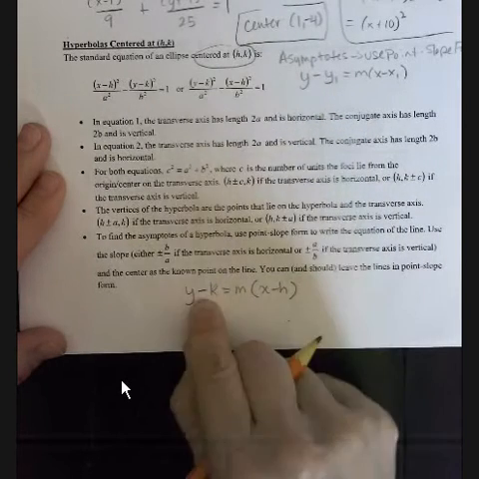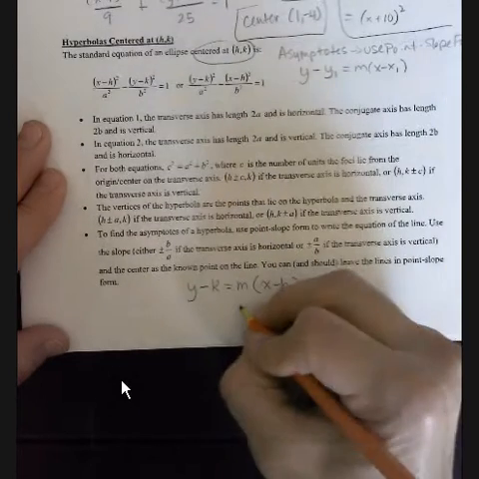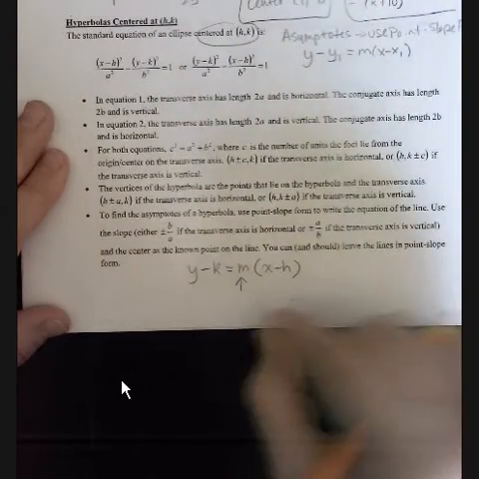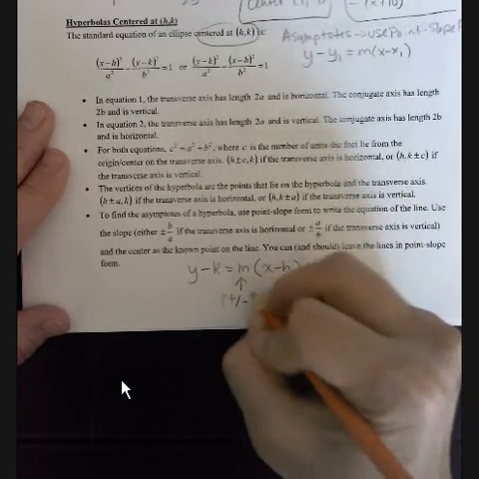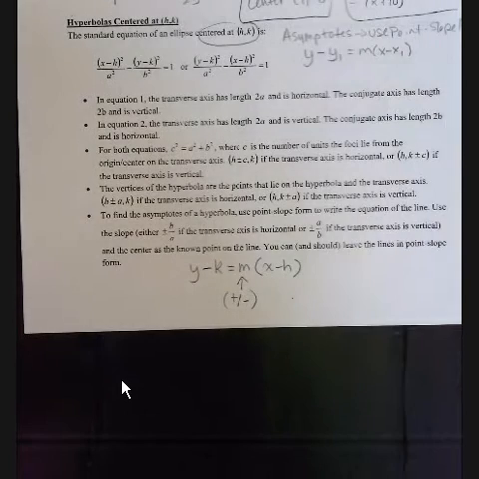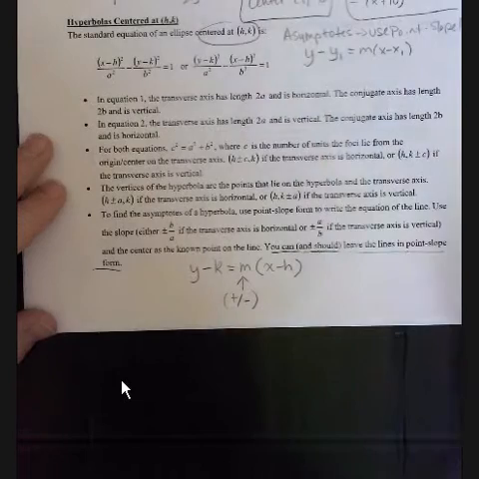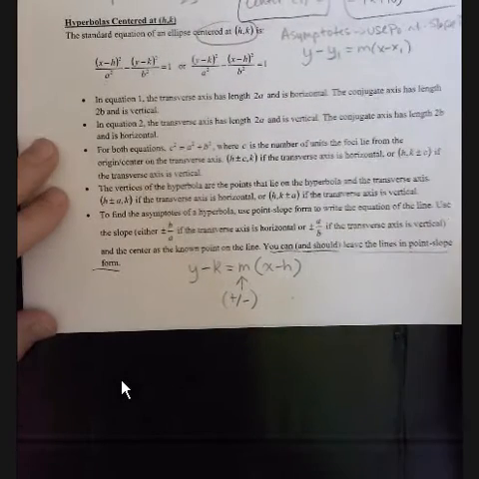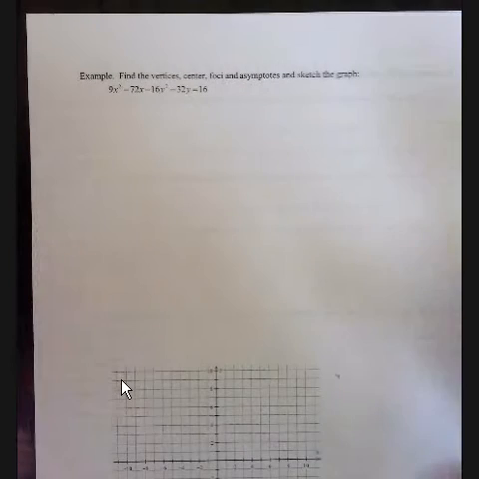H is always paired with x, k with y. And then the slope you find just by counting like we did before, right? And that'll be plus or minus, because one will have a positive slope and one will have a negative slope. And like I said, you should leave the lines in point-slope form. You don't need to change to slope-intercept form. All right, so let's do an example. I guess we're only going to do one example.